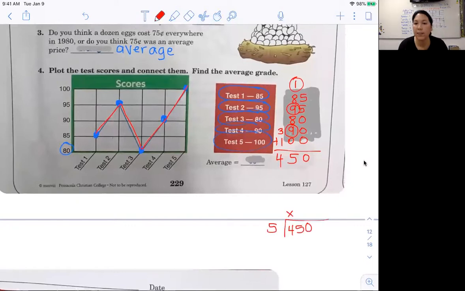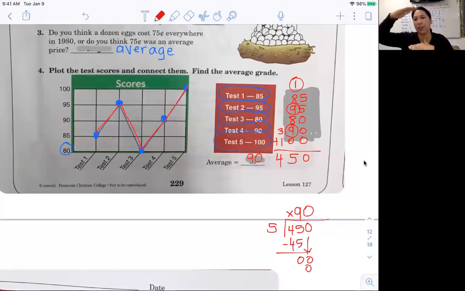How many fives can go into 4? None. How many fives can go into 45? Nine. 45, subtract, I get zero, bring down my zero. How many fives can go into zero? Zero. So 90, that's what I'm going to write down here, 90 is the average. That was this child's average score. And if you look at those, it's between 85 and 100, 90 is like in the middle, right? So that makes sense that that's the average score.